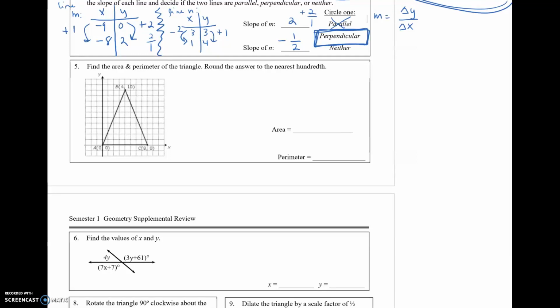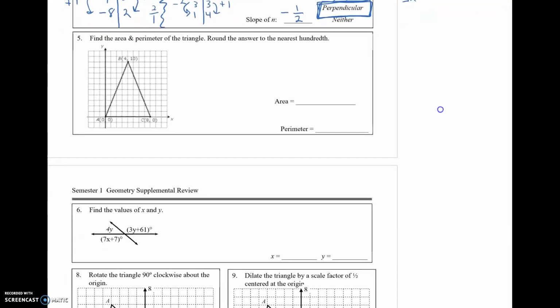All right, we are in the second video for this supplemental review. We're going to look at question 5, and we'll see if we can do 5 and 6 at the same time. So hopefully you've watched the first video. Question 5, we're asked to find the area and the perimeter of the triangle.